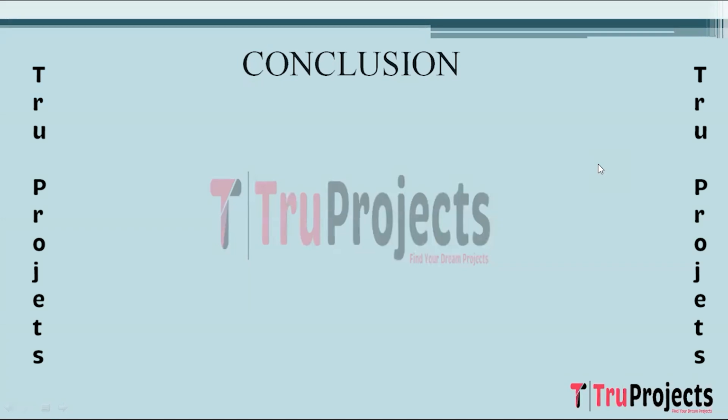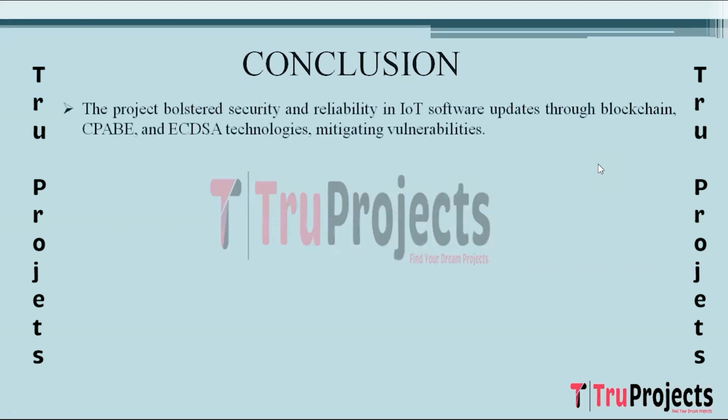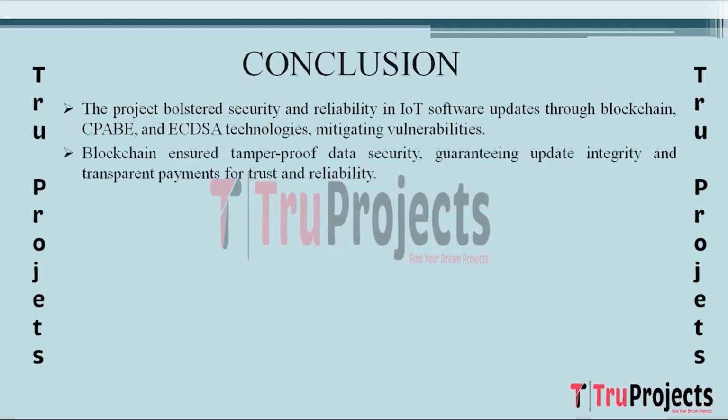The conclusion here is the project effectively mitigated vulnerabilities in traditional IoT software updates, ensuring improved security and reliability. This was achieved through the use of blockchain, CPA-BE and ECDSA technologies. Blockchain technology played a pivotal role by providing tamper-proof data security, guaranteeing software update integrity, and facilitating transparent payment handling. This ensured trust and reliability in transactions.